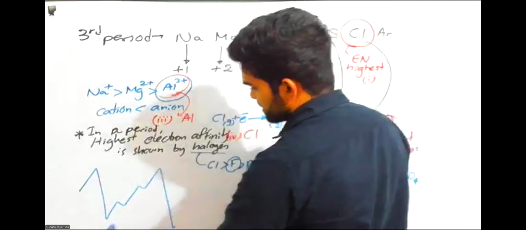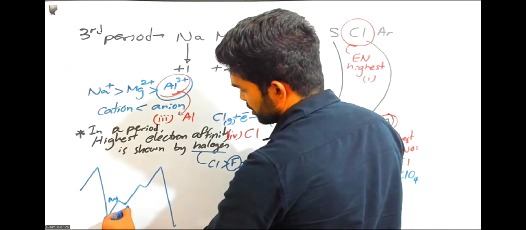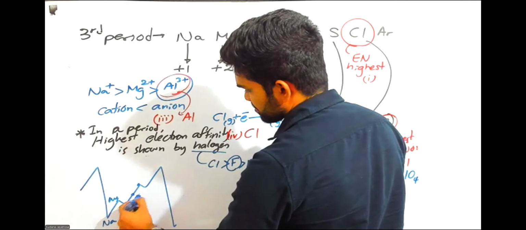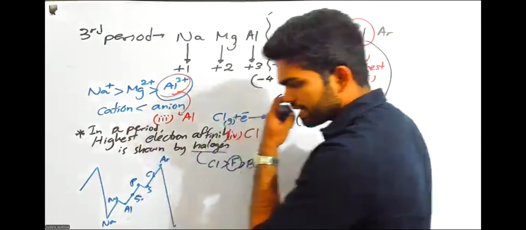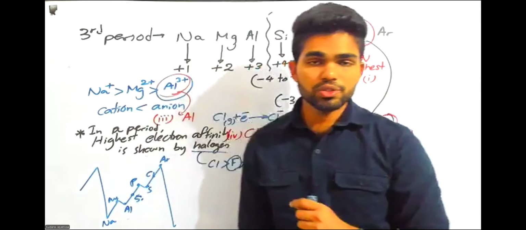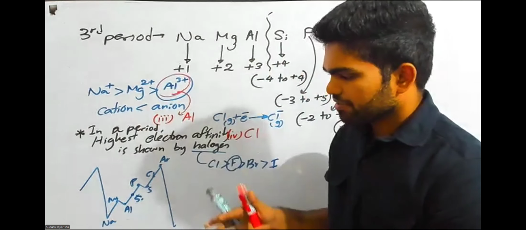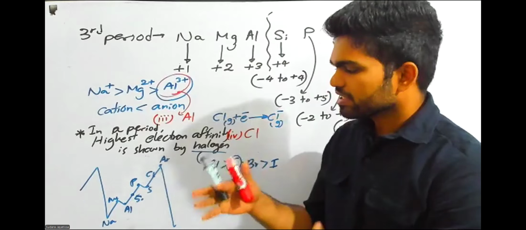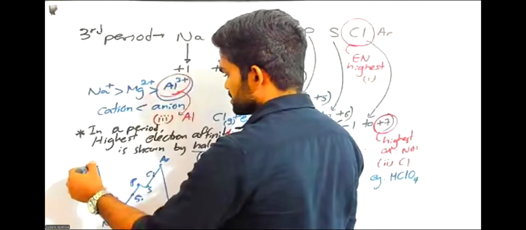Okay, so let's say this is your sodium, then magnesium, aluminum, then silicon, phosphorus, sulfur, chlorine, and argon. These are the first ionization energies. So when you need the second ionization energy, what should you do? Come one backward. Because when we do the second ionization, you have to think about the electronic configuration of the previous element. For example, sodium comes to this place.